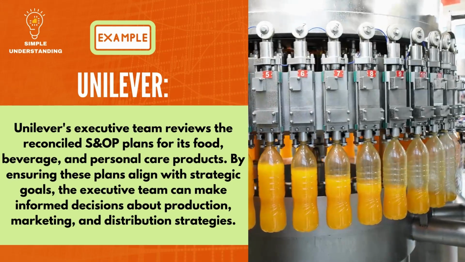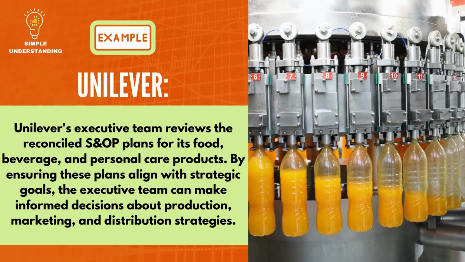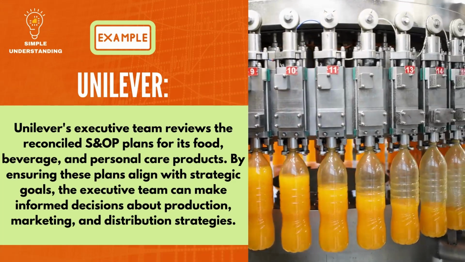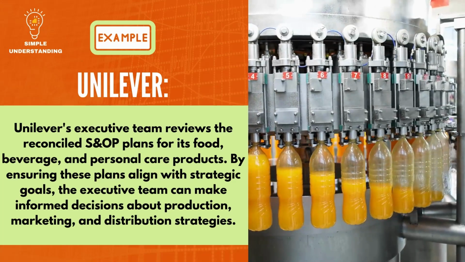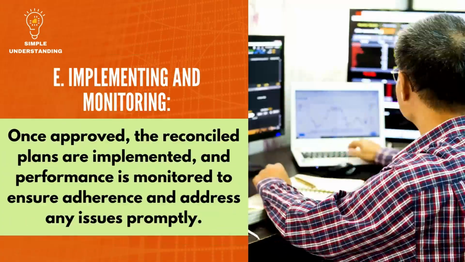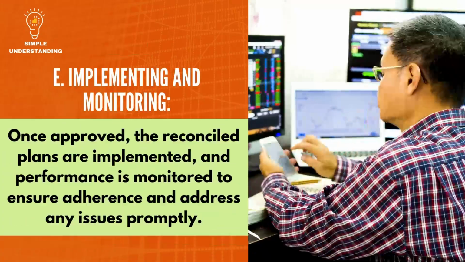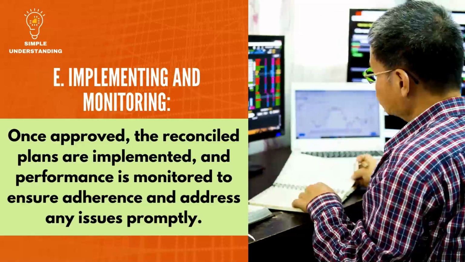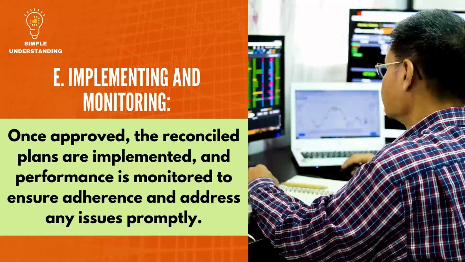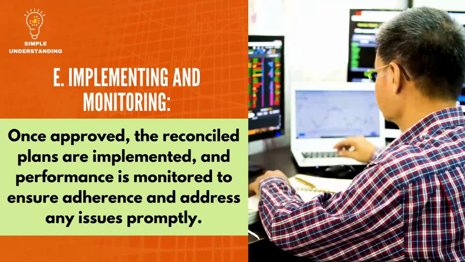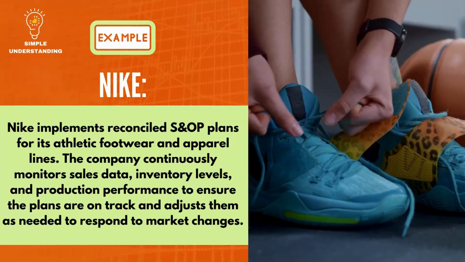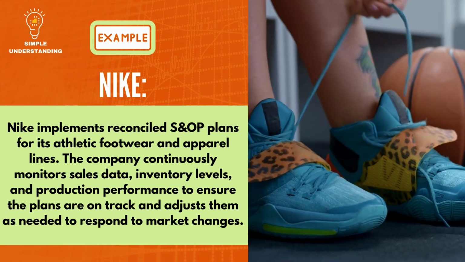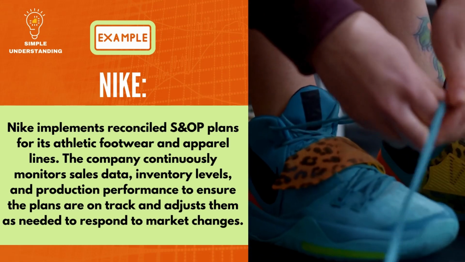By ensuring these plans align with strategic goals, the executive team can make informed decisions about production, marketing, and distribution strategies. E. Implementing and monitoring. Once approved, the reconciled plans are implemented and performance is monitored to ensure adherence and address any issues promptly. Example: Nike. Nike implements reconciled S&OP plans for its athletic footwear and apparel lines.